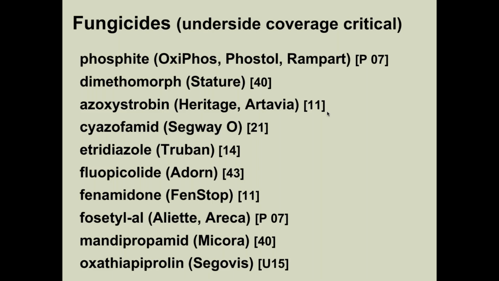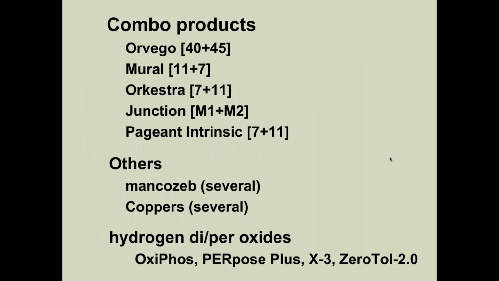Phosphatal, the Aliette, and Areca are good products as well. Adorn has very good efficacy as well. The strobilurins are also effective against it, and several others on this list. Combination products, there are several out there, but don't forget that we've still got some pretty effective products with mancozeb and coppers. They're good protectants and they work well. They're not a curative, but they are a good protectant. Hydrogen dioxide and hydrogen peroxides, such as these listed, X3, Oxyphos, and ZeroTol 2, are also effective against the downy mildews.